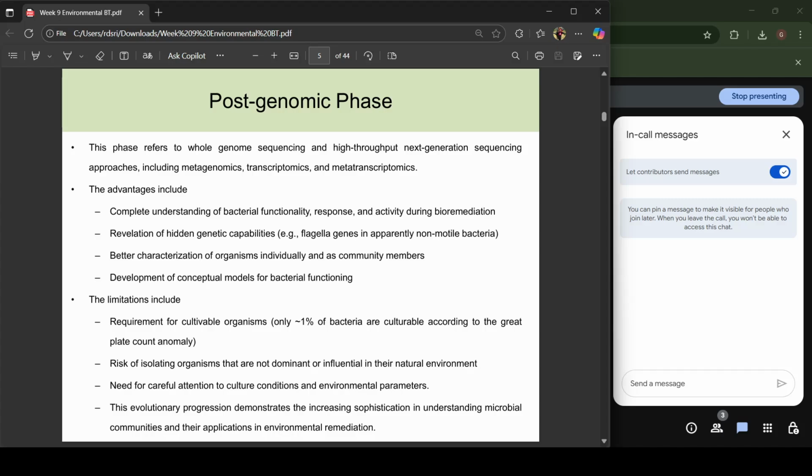And then we need to pay careful attention to the culture conditions and environmental parameters, otherwise we may lose some of the key organisms that are present in the consortium. And the revolutionary progression demonstrates the increasing sophistication in understanding microbial communities and their applications in environmental remediation.